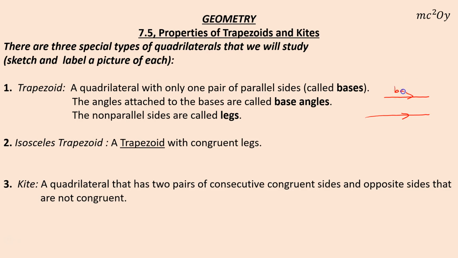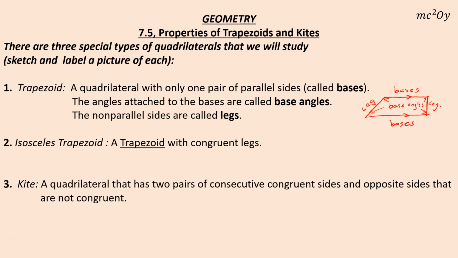We call those sides bases. And let's go ahead and connect those there. The angles attached to the bases are called base angles. Base angle there, there, there, and there. So four base angles. And the non-parallel sides we call legs. So this is a leg, and this over here is a leg. The big deal here is that you have one set of parallel sides versus two sets, which would be a parallelogram.